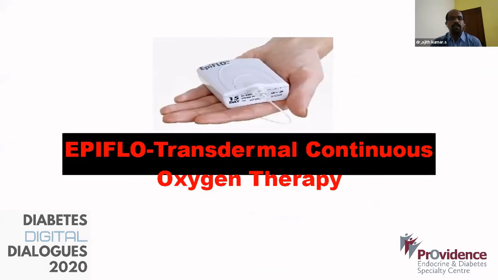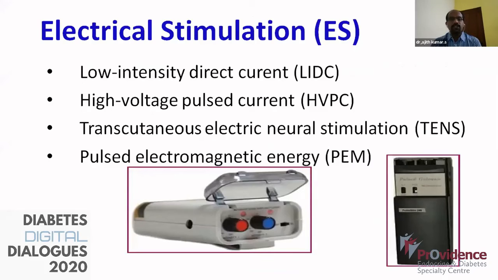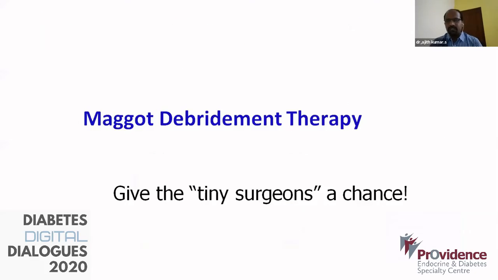Once you apply it, you can keep it for 10 days to 2 weeks. It improves the local tissue oxygenation. Electrical stimulation: the transcutaneous electrical neural stimulation is used, and in a few places it is also used for neuropathy, but the results are variable according to the RCTs.